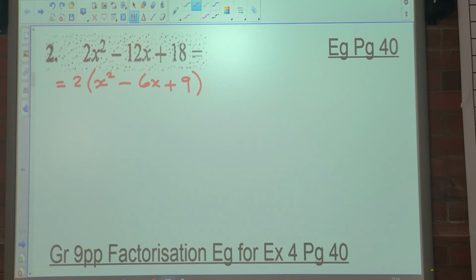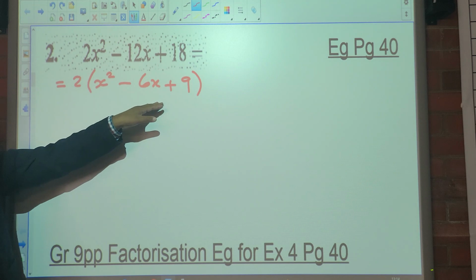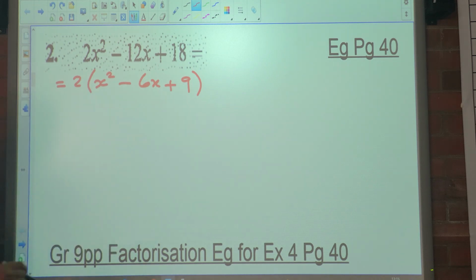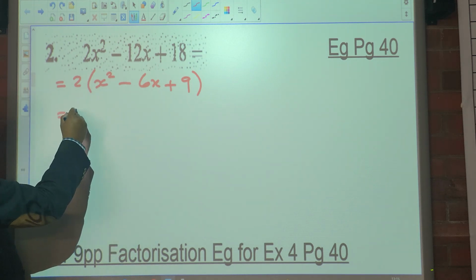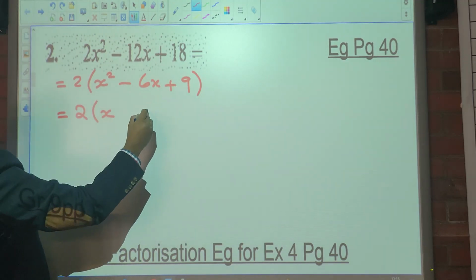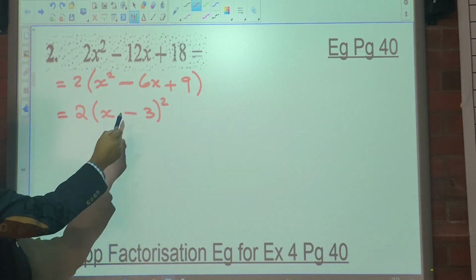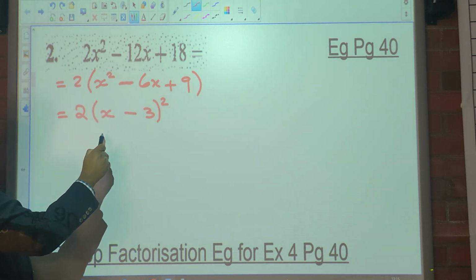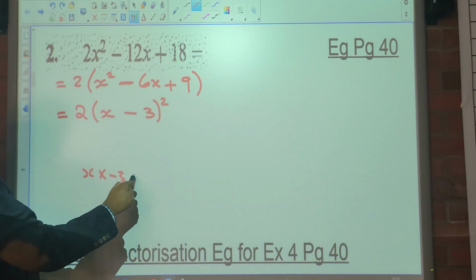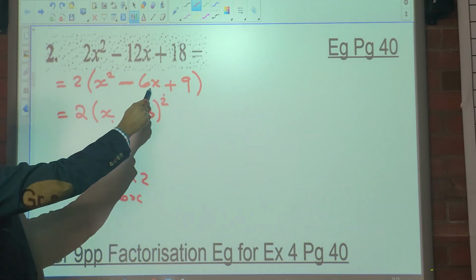So what do we see now? What's inside this bracket? Perfect square trinomial. Can you see that, people? Perfect square trinomial. So that would simply be 2 into. What's the square root of x squared? x. What's the square root of 9? 3. And then negative because of that being negative. And we have to check if it's going to give us the middle term. What's x times negative 3 times 2? You get negative 6x, which is that one.